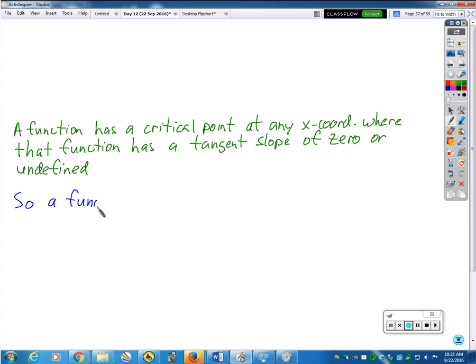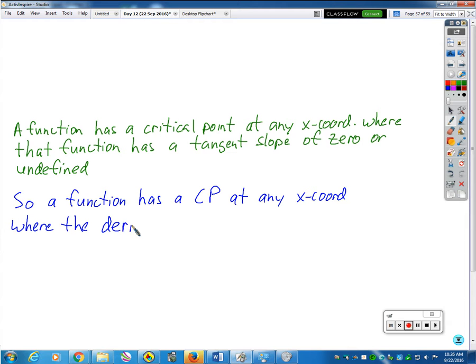So a function has a critical point at any x-coordinate where the derivative of that function is equal to 0 or undefined.